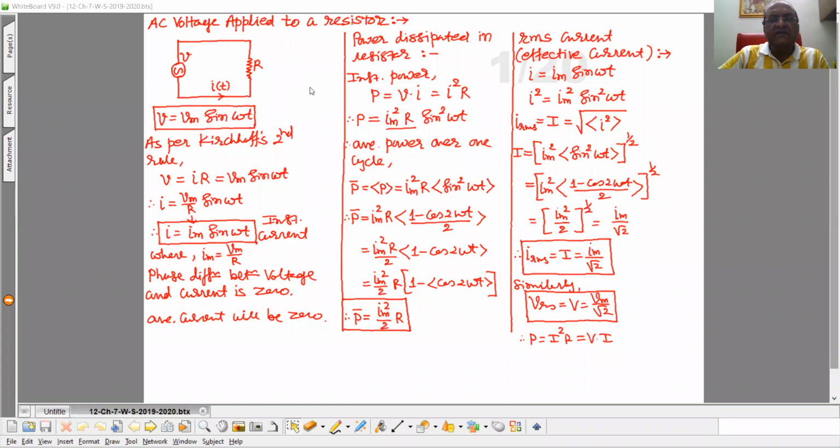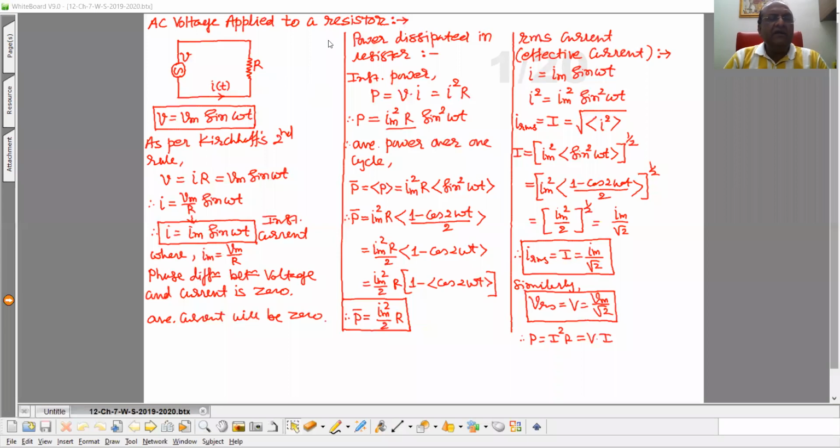So now in this entire chapter we will concentrate our mind on AC current. First theory: when AC voltage is applied to a resistor, what will be the current in the circuit? What will be the power consumed? That we have to discuss in this particular theory.